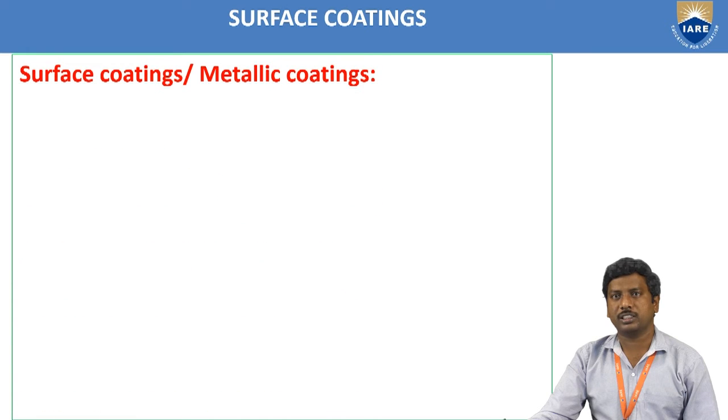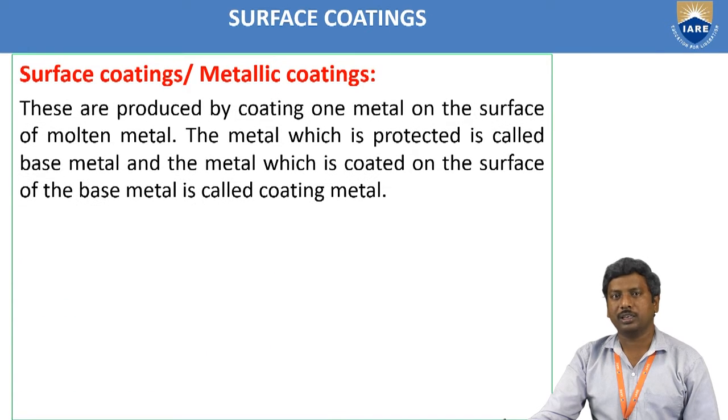First of all, we discuss the surface coatings. We know about the corrosion phenomena. Corrosion is nothing but a surface phenomenon. In order to control corrosion, we cut off the contact between the metallic surface and the surrounding environment. That is possible by surface coatings. Surface coatings done by metals are called metallic coatings, produced by coating one metal on the surface of another metal.